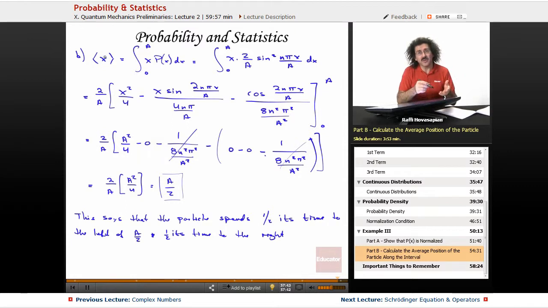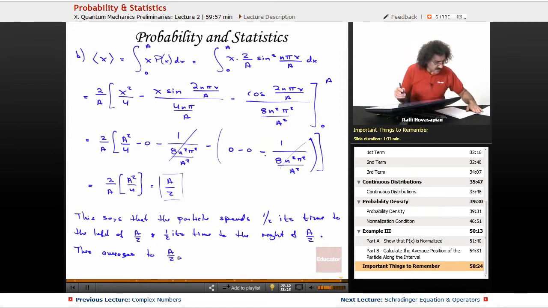On average, sometimes it's going to be here, sometimes it's going to be there. Overall, the average is going to be right down the middle because it's going to spend an equal amount of time to the left and to the right. From your perspective, to the left, to the right, excuse me. Okay, so it says that the particle spends half its time to the left of a over 2 and half its time to the right of a over 2. Okay, this averages to a over 2. We will definitely see this again when we talk about the particle in a box.